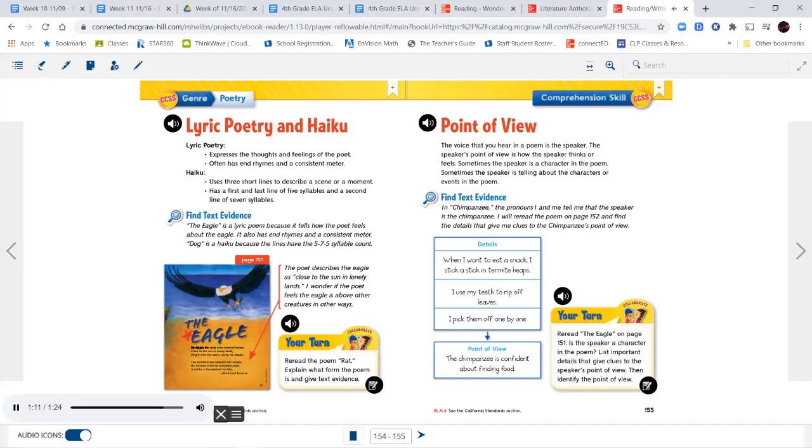Alfred Lord Tennyson. The poet describes the eagle as close to the sun in lonely lands. From this I can infer that the poet feels the eagle is a regal and noble creature.